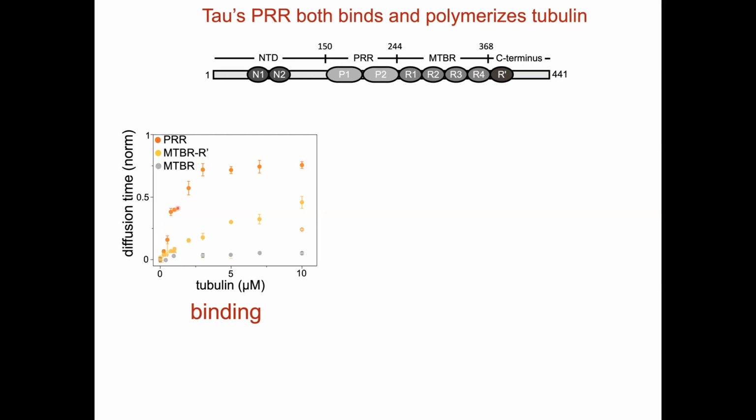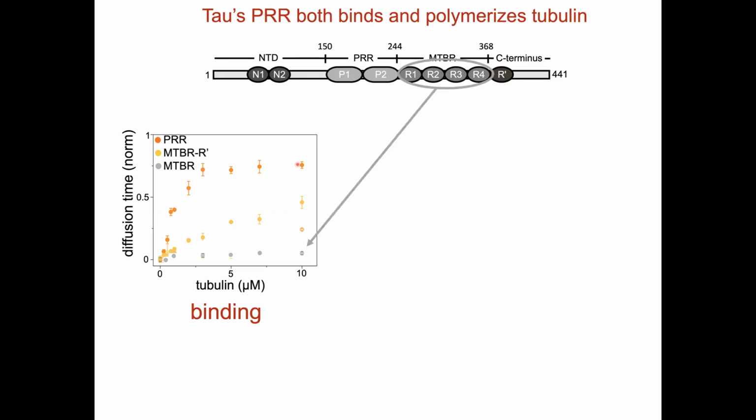And so what we think is that you have this one tight binding site where you have 1 tubulin binding, and then you have a second binding site where the second tubulin is binding very nicely and stoichiometrically. We know from some earlier work that Xiaohan did that this diffusion time here is consistent with 1 PRR bound to 2 tubulin dimers, right?